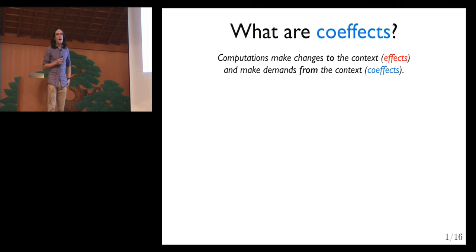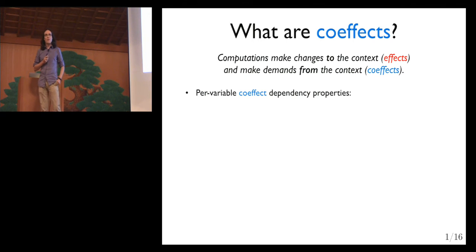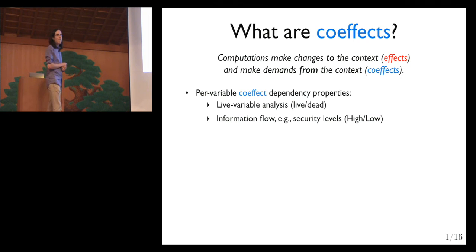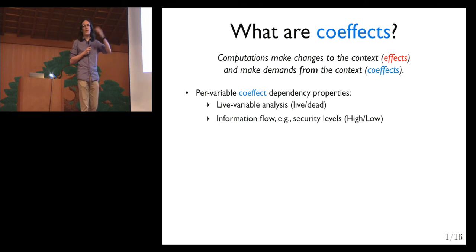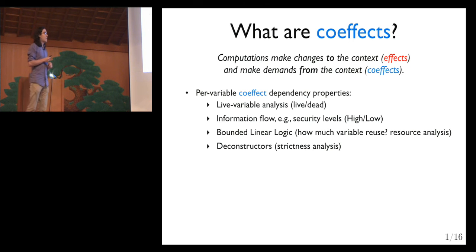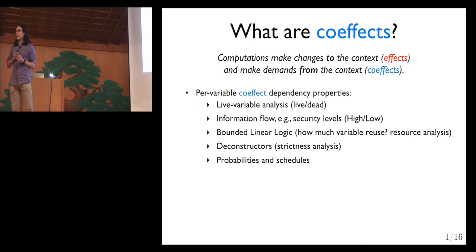The main way that programs depend on their context is via their variables. There are various properties of variables that we can track using a coeffect paradigm. For example, whether a variable is used or not, whether it's live or dead, and I mean a variable in the mathematical functional programming sense. Information flow properties, like whether a variable is high security or low security. Notions of linear logic, whether a variable can be used once or at most once, or bounded linear logic, where we can put a bound on how many times it's used, which is used a lot in resource analysis. Understanding which destructors are applied to variables to do strictness analysis, and various other things.